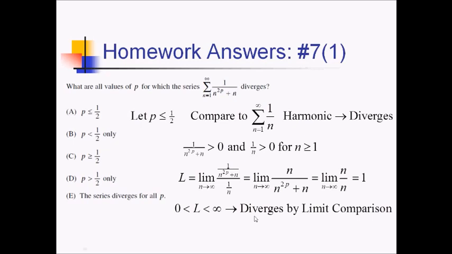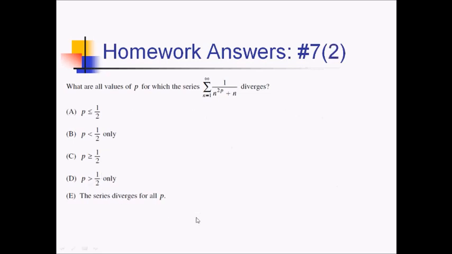So that's the first half of what we had to show. We've shown that at the very least this series diverges for p less than or equal to 1/2. So we can eliminate b because it doesn't have the equals. We can eliminate c because it doesn't have diverging for less than 1/2. And certainly d is also flawed. So really it's down to choice A or choice E at this point. So now we have to figure out convergence or divergence when p is greater than 1/2. So we'll do that on the next slide here.